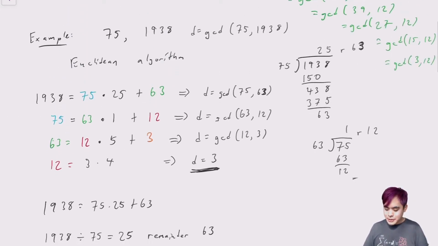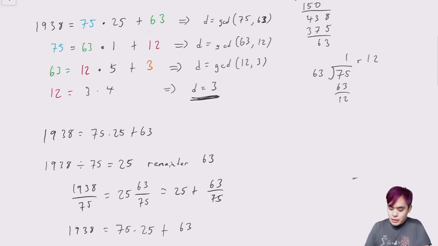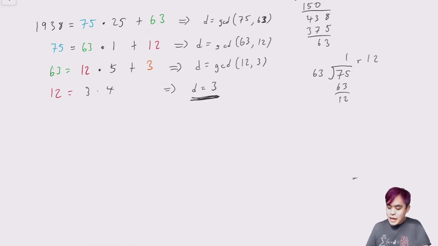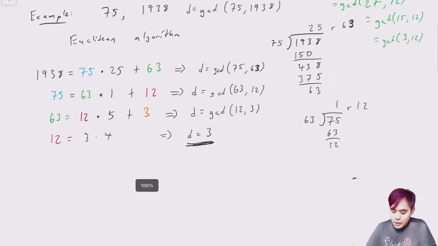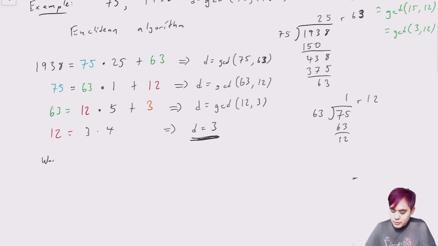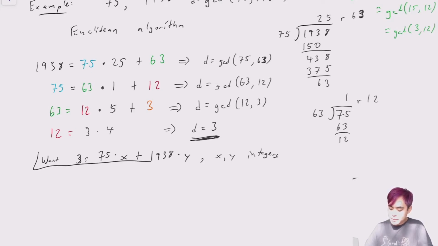Okay, so let's give ourselves a bit more space. So we now know that the greatest common divisor is 3, right? And we want to rewrite 3 as a combination of our first two numbers. So we want to find 3 is equal to 75 times something plus 1938 times something else, where x and y are integers. Okay, so that's what we want. How do we get there?